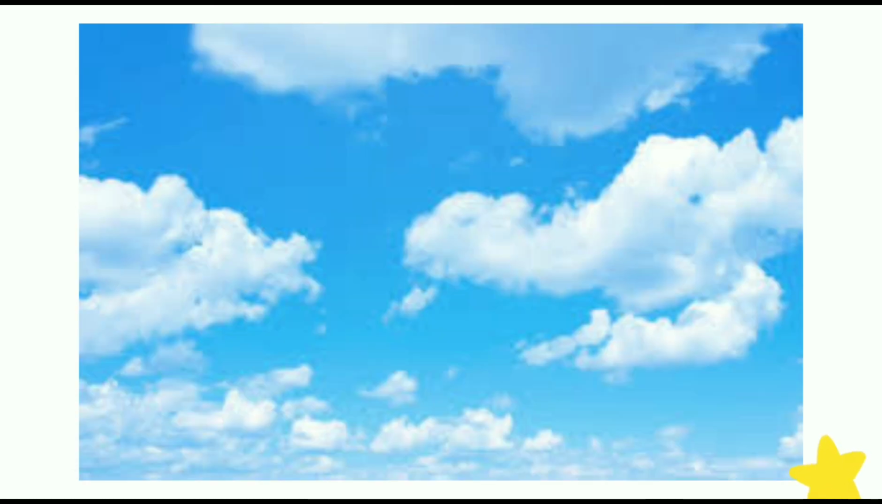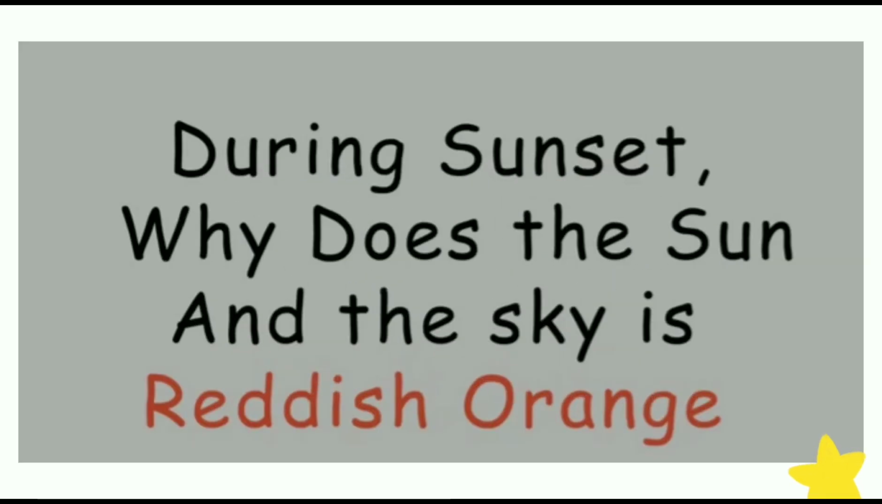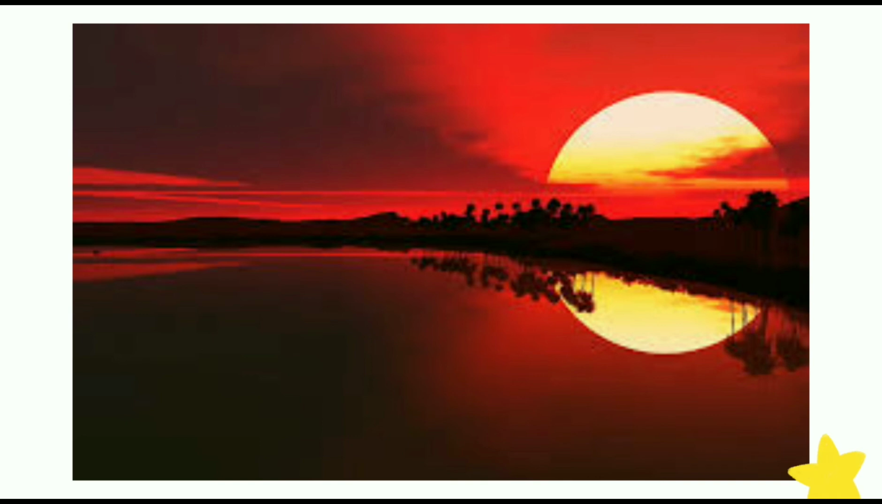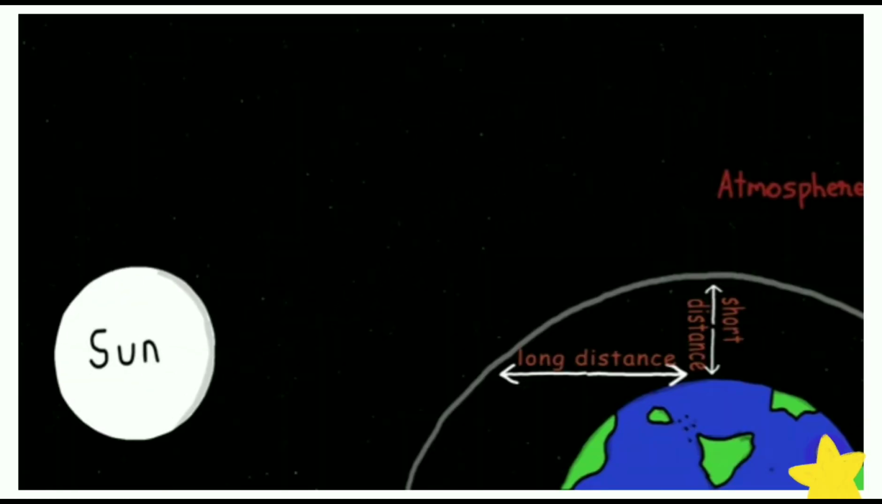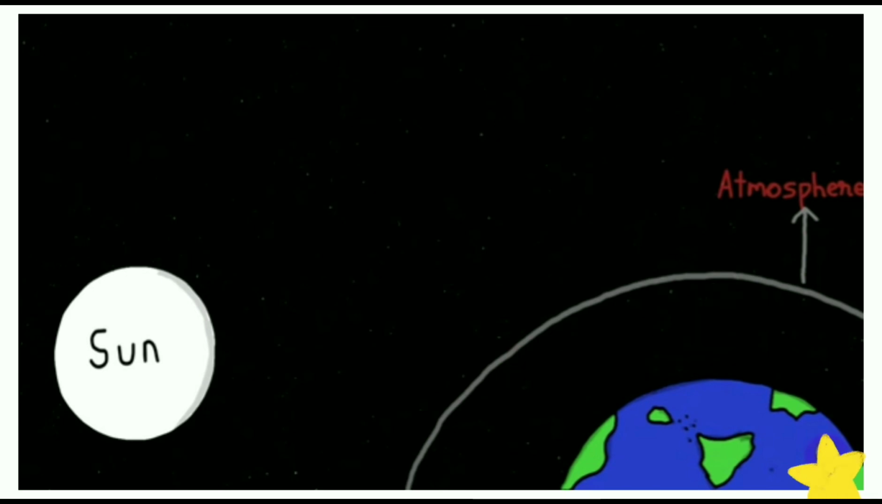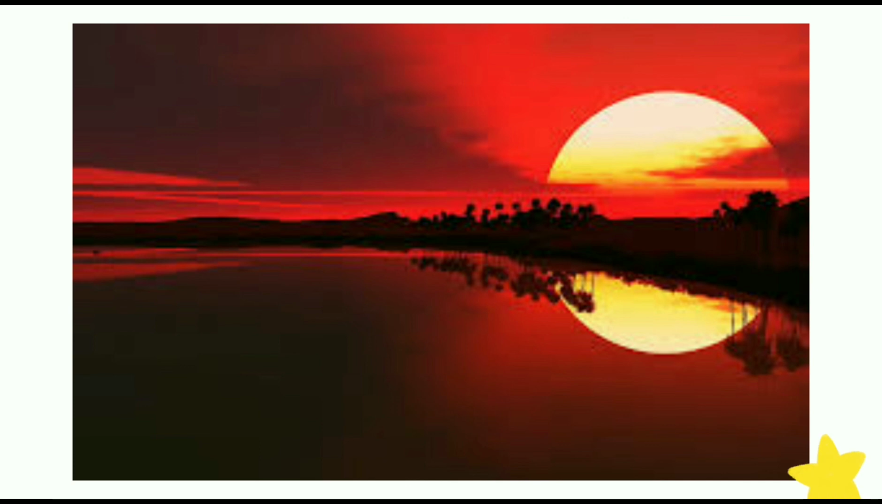Now we know the sun is white and the sky is blue. But during sunset, why are the sun and the sky reddish orange? At sunset, the sun is lower in the sky, and the blue light has to travel through a lot more atmosphere before it reaches your eyes, which means the blue light has lots of time to scatter in all directions. And it's the red light that hits your eyes. That's why the sun is reddish orange during sunset.